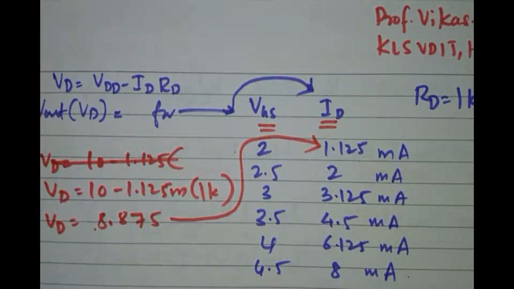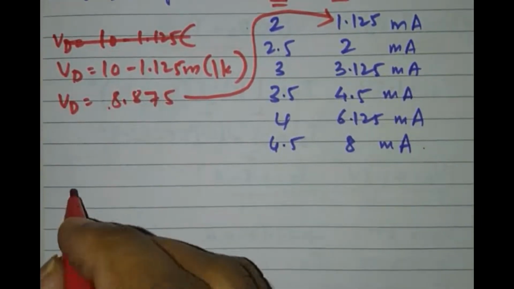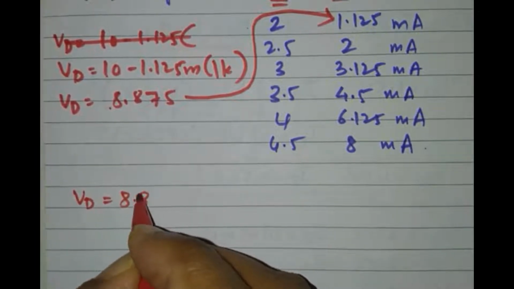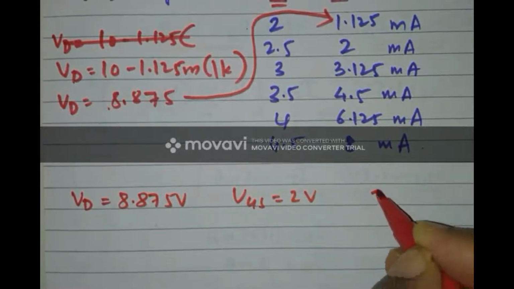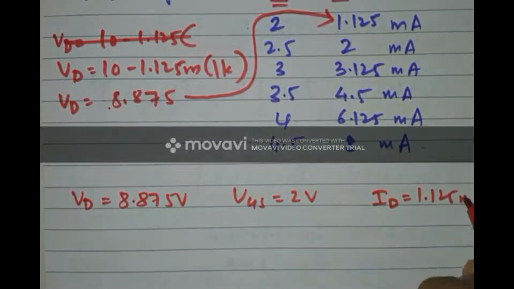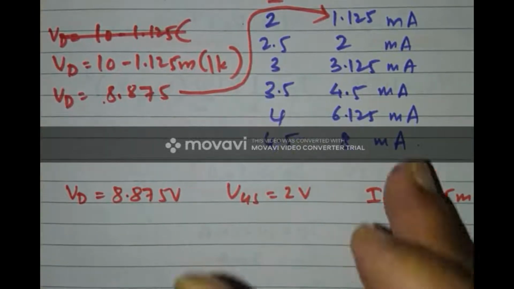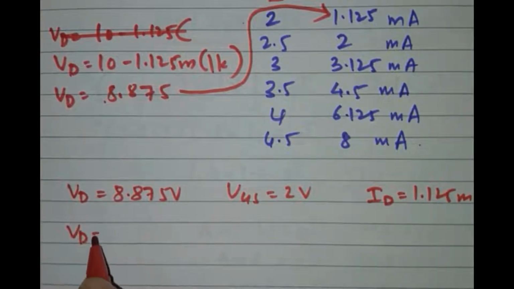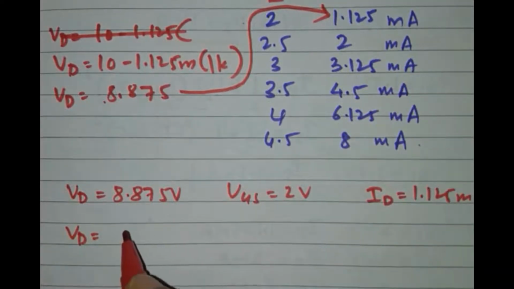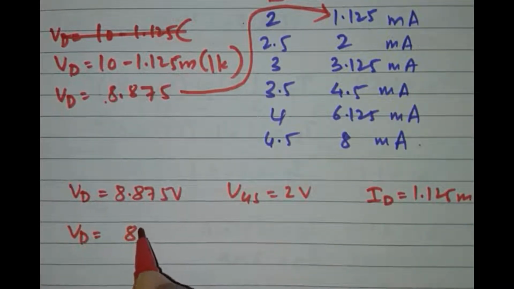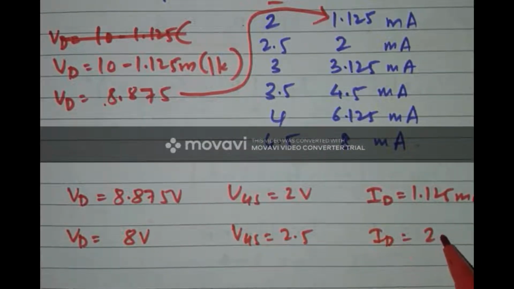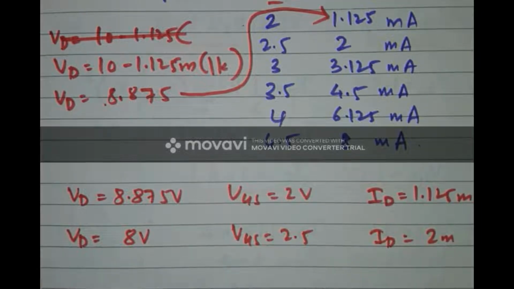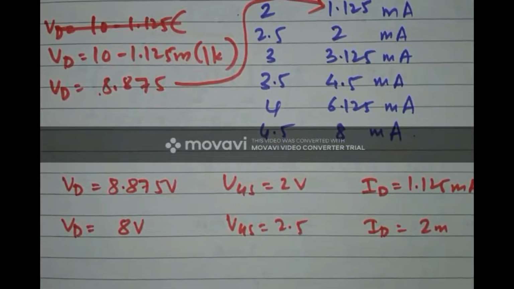So let's try to rewrite the things in a very simple manner. VD is equal to 8.875 volt. For VGS equal to 2 volt, then current will be 1.125 milliampere. Now if I keep on doing all these VD values for different sets of current, for my second condition it will be straightforward. VD will be 8 volt for VGS equal to 2.5 and ID is equal to 2 milliampere. Similarly for the third case, let me do it for all the cases and write it over here.